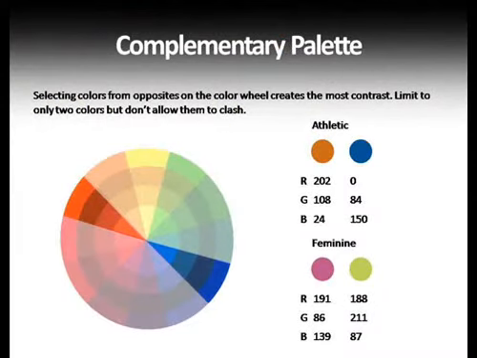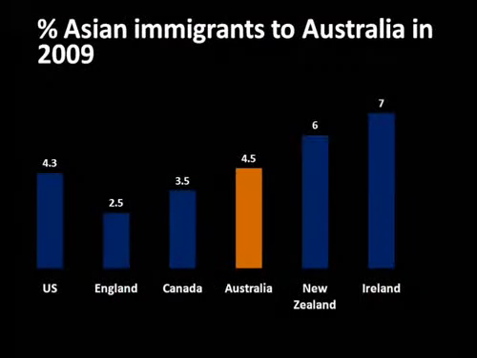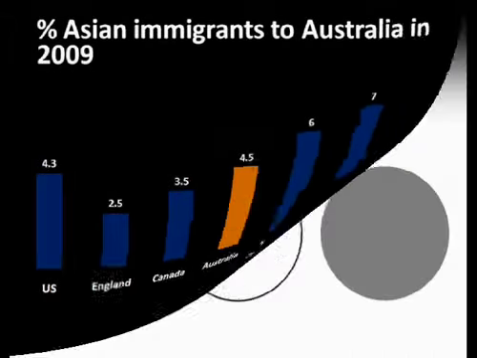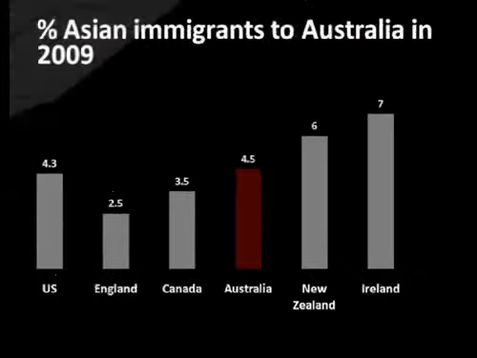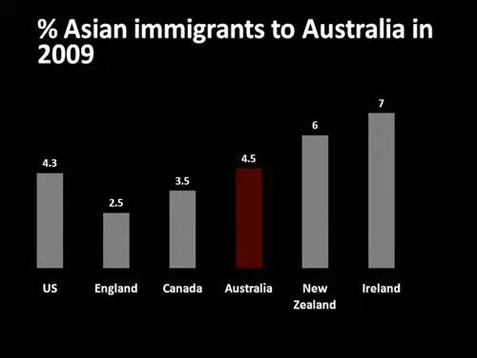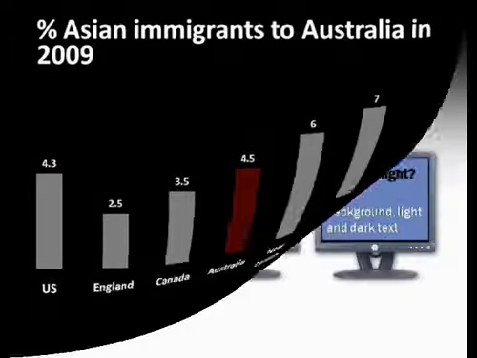The complementary palette chooses the colors that are on either side of the color wheel. Also, we'll be using their tints and their shades. The following slide is an example of that application. The achromatic plus 1 palette is my personal favorite. That chooses one color to use and combines it with black, white, and gray. The next slide shows you practical application of this palette.